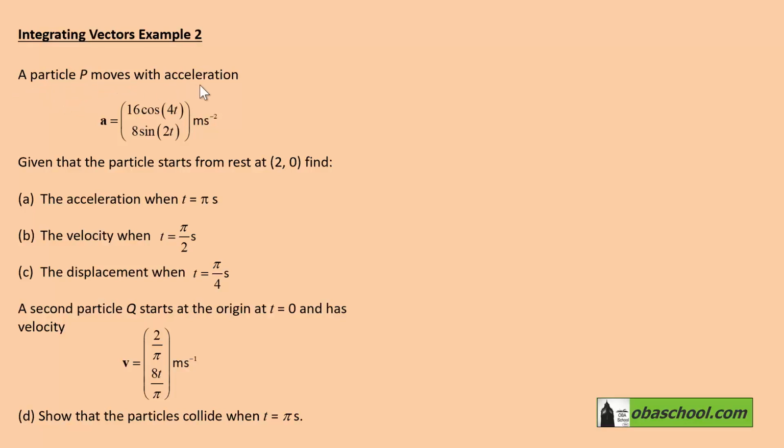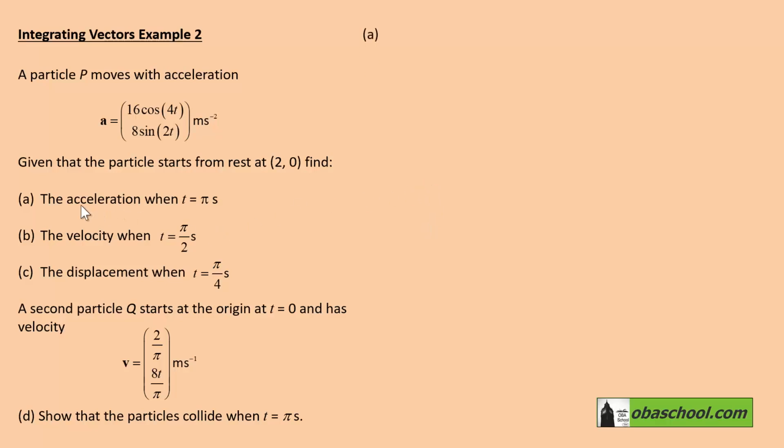A particle P moves with acceleration a = (16 cos 4t, 8 sin 2t) meters per second squared. Given that the particle starts from rest at (2, 0), find the acceleration when t is pi seconds, the velocity when t is pi by 2 seconds, and the displacement when t is pi by 4 seconds. A second particle Q starts at the origin at t equals 0 and has velocity (2/pi, 8t/pi) meters per second. Show that the particles collide when t is pi seconds.